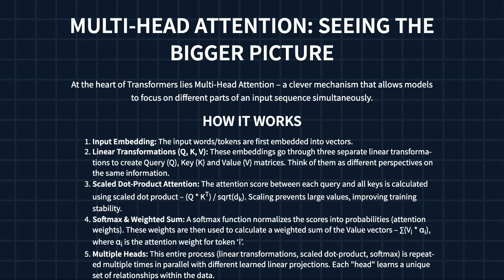This gives us a score showing how much focus each word deserves. We use these scores to weigh the values, creating a context-rich representation of each word based on its relationships with others in the sentence. And it does all this *in parallel* through multiple heads, allowing for a deeper understanding and capturing more subtle connections than simpler approaches.